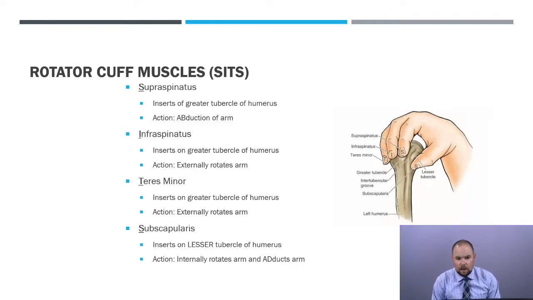Now, supraspinatus is mainly involved in the abduction, or moving away from the body, of the arm. The infraspinatus is mainly involved in some external rotation. Teres minor also aids in that external rotation. And then the subscapularis is the one with internal rotation and adducts the arm. As you can see on this graphic here, this shows you how those tendons insert onto the tubercles, with the bicipital groove, or the intertubercular groove, running down the middle of the bone there.